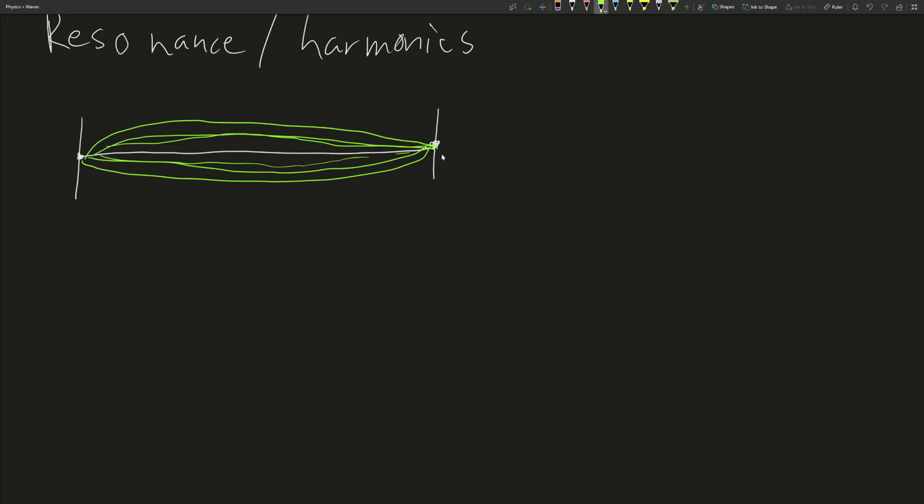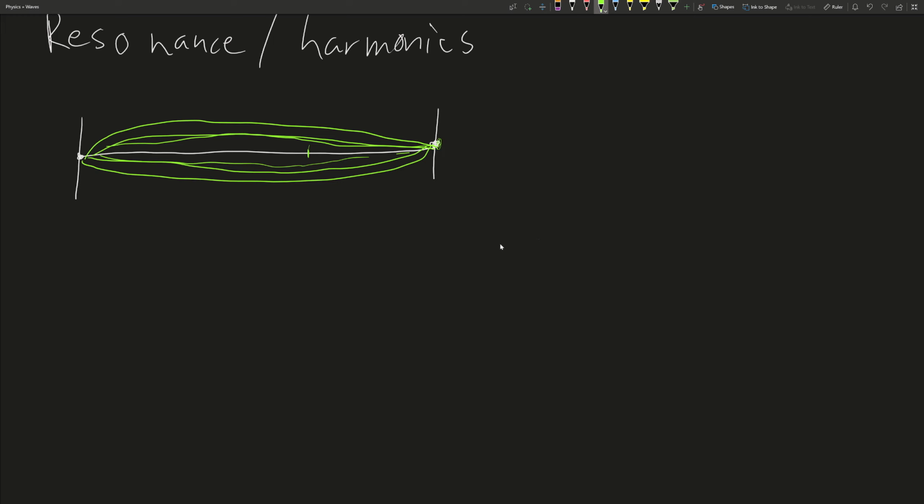And the reason there's two nodes at the ends is because the ends are fixed, so they can't vibrate, so they have to be nodes. So when you have a standing wave on a string like this with two ends fixed, you know that the ends have to be nodes, and then there has to be an antinode in the middle. You can't just have a random node here, and then this part be an antinode or in between, because it's fixed, so it can't vibrate.